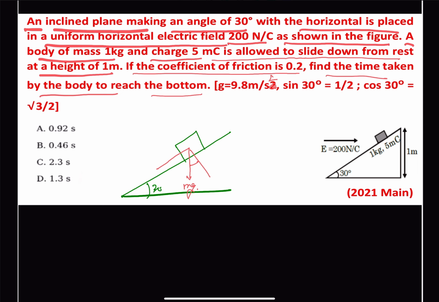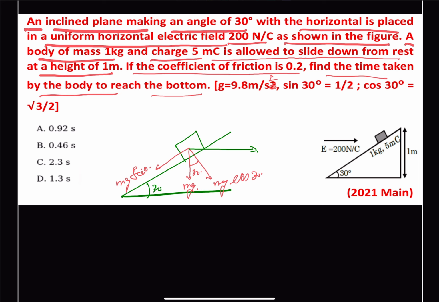So we are going to have mg cos of 30 and we are going to have mg sine of 30. And our electric field is in this direction from left to right.